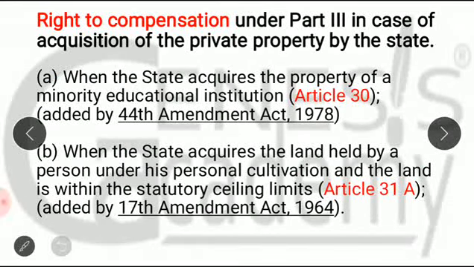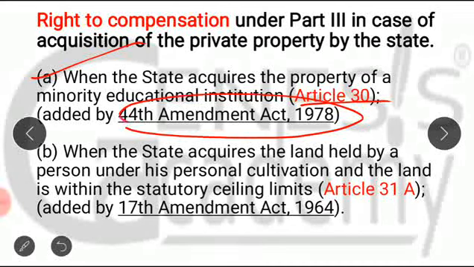Right to compensation under Part 3 in case of acquisition of private property by the state. This time there are 2 provisions in the Constitution. This is a very important point. There are 2 provisions in the Constitution in Part 3, that means fundamental rights, which provide for the right to compensation. याद रखना है. Under Article 30 एक provision add हुआ था that when the state acquires the property of a minority education institution, we have to pay the compensation. This provision in Article 30, it was added by 44th Amendment Act of 1978.